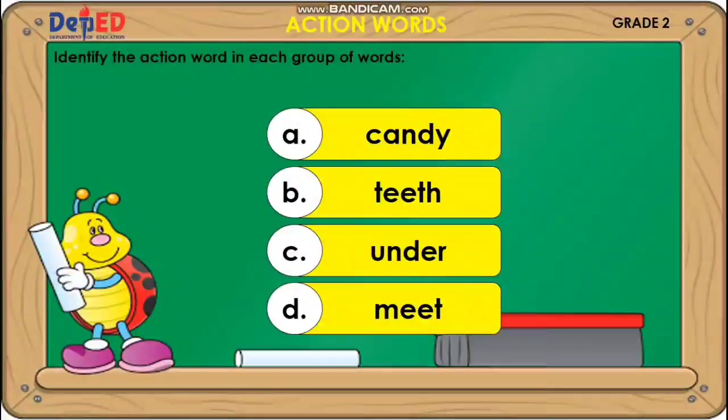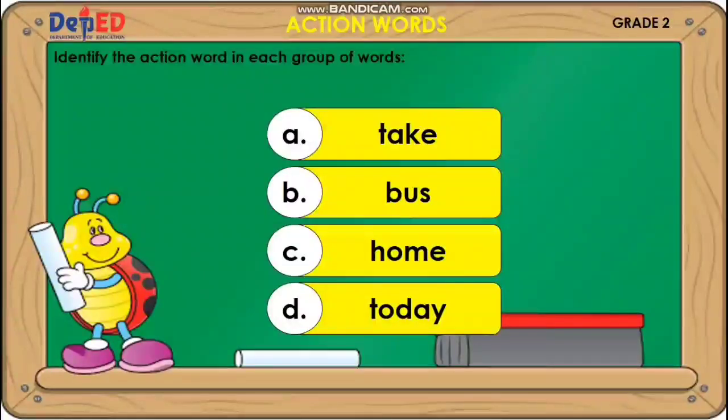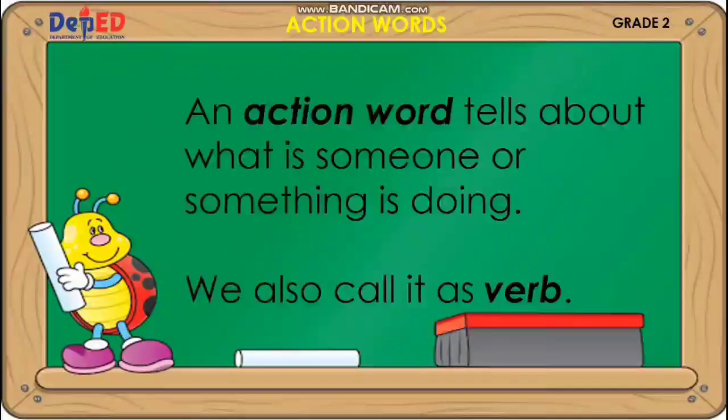Next, candy, teeth, under, meat. What is the action word or verb in this group of words? Very good. The answer is D, meat. Next, take, bus, home, today. What is the action word in this group of words? Brilliant. The answer is A, take.